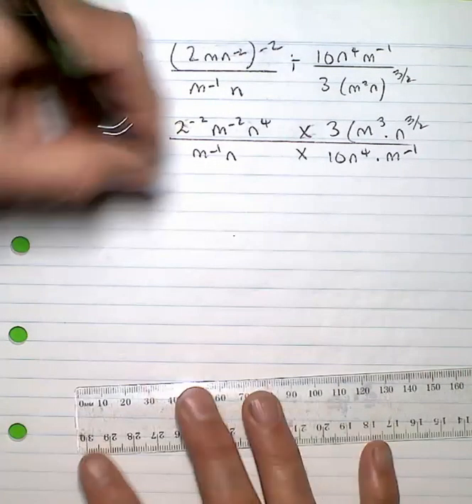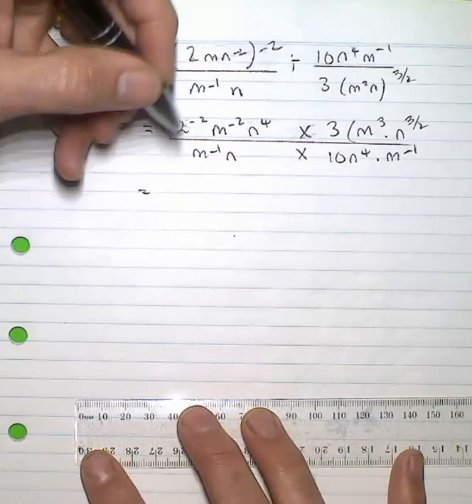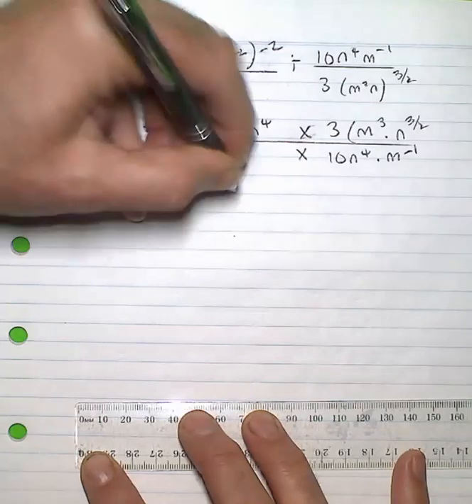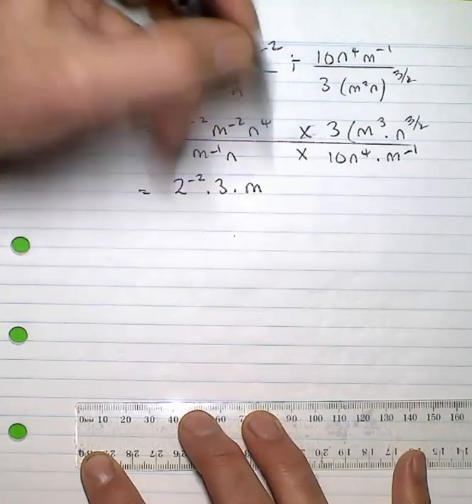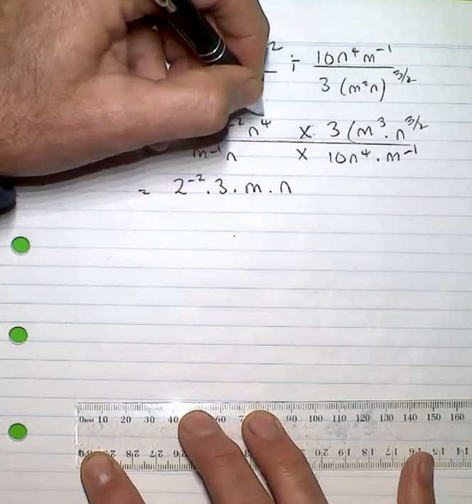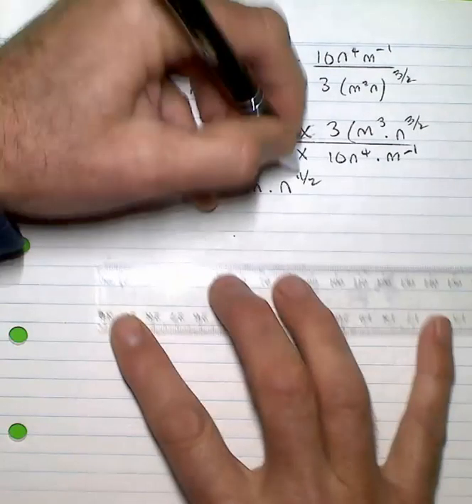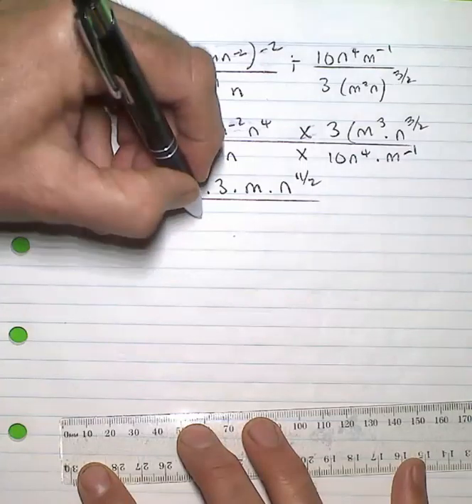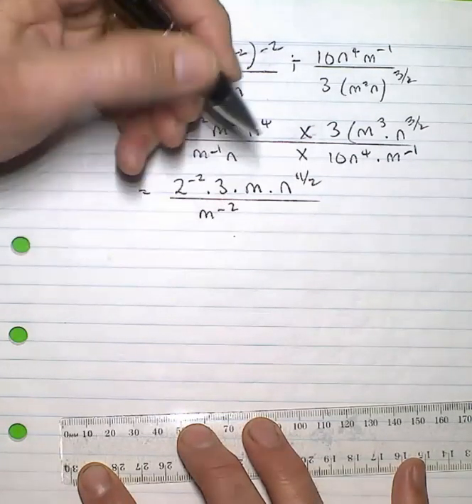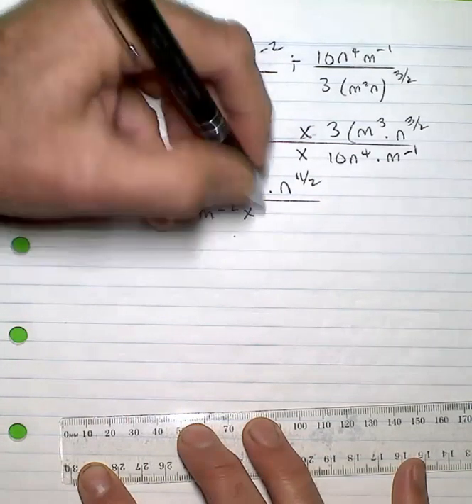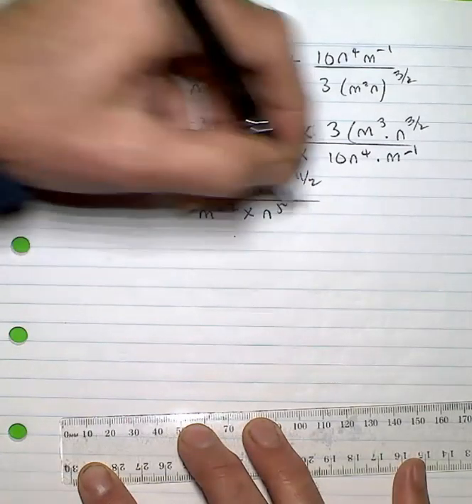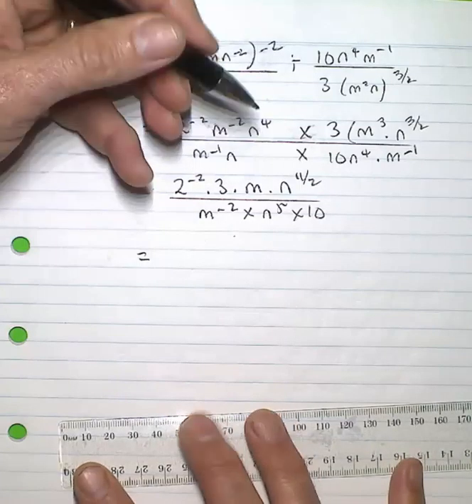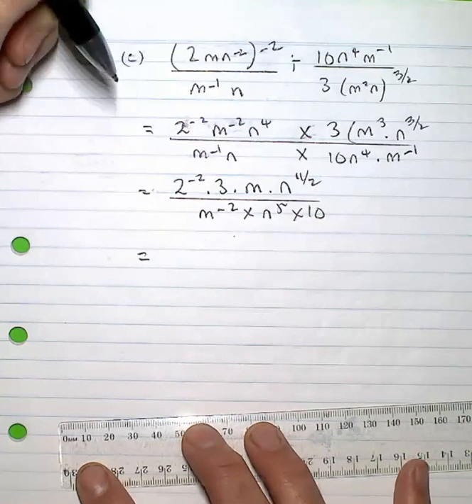Now, gathering up terms, I might gather up my terms on the top line first. I've got 2 to the negative 2 times 3 times m times n to the power, that's 8 halves, 11 over 2. And on the denominator, I've got m to the minus 2 times n to the 5 times 10. Gathering all that up, making sure I put my reciprocals in the right order.